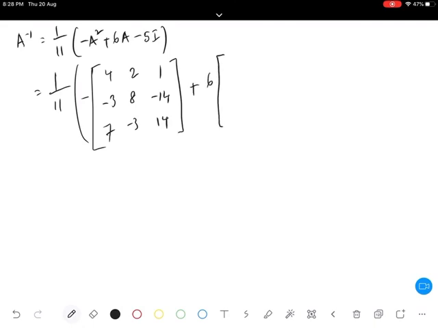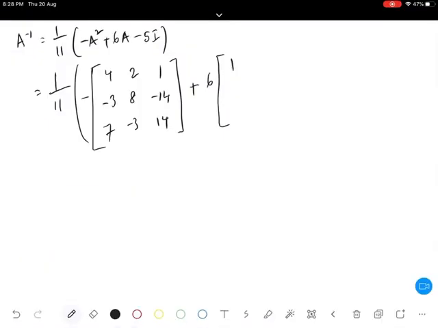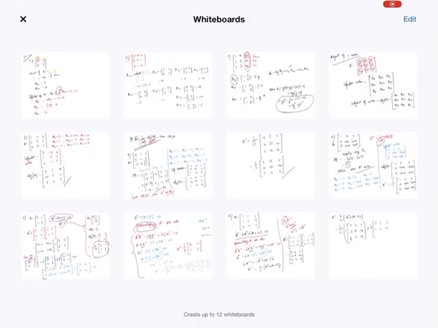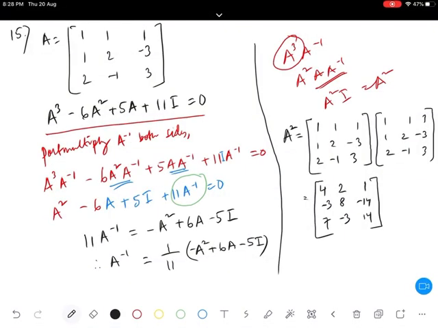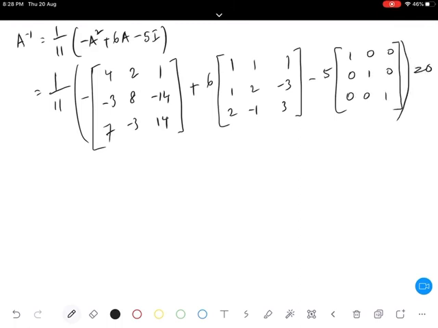Now plus 6 of A. What is A? A is 1, 1, 1, 1, 2, minus 3, 2, minus 1, 3. Now minus 5I. What is I? 1, 0, 0, 0, 1, 0, 0, 0, 1.